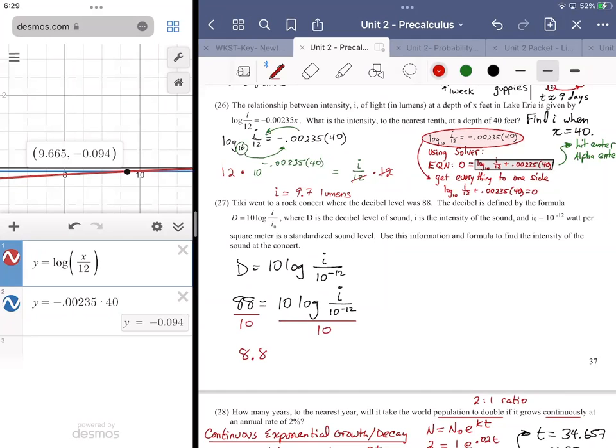So 8.8 would be equal to log of I over 10 to the negative 12. Remembering that when I see a log without a base indicated, it's implied to be a base 10 logarithm. So chuck a little 10 in there. All right. I want to convert this over into exponential form so I can release the I from captivity. Log jail.